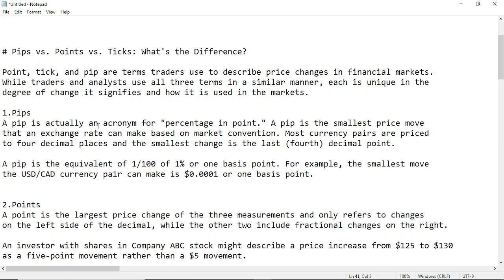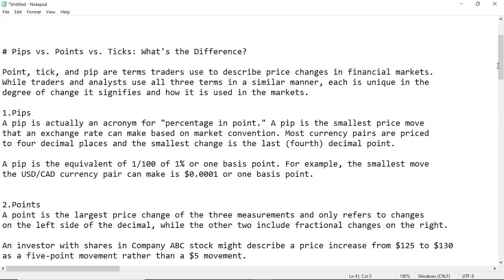A pip is actually an acronym for percentage in point. A pip is the smallest price move that an exchange rate can make based on the market conversion. Most currency pairs are priced to 4 decimal places, and the smallest change is the last fourth decimal point. A pip is the equivalent of 1/100 of 1%, or 1 basis point. For example, the smallest move the USD currency pair can make is 0.001 or 1 basis point.